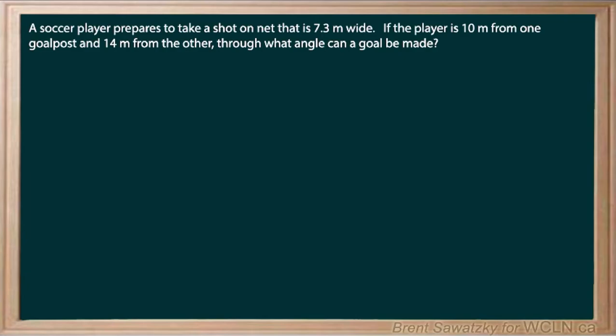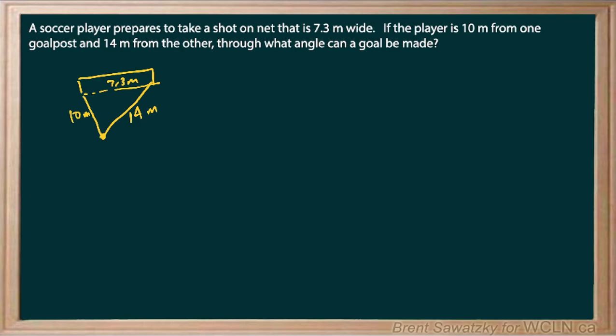Okay, so a soccer example. Let's start with drawing a diagram. We have the soccer net, and we're told that the width of the net is 7.3 meters. We're also told the player is standing 10 meters from one goalpost and 14 meters from the other, so we'll draw a little closer to one goalpost than the other. So we'll say this is 10 and this is 14. So 10 and 14 meters, and there's our diagram.